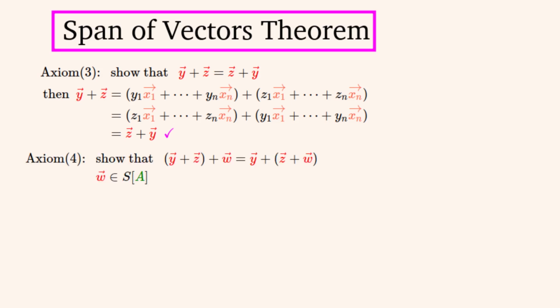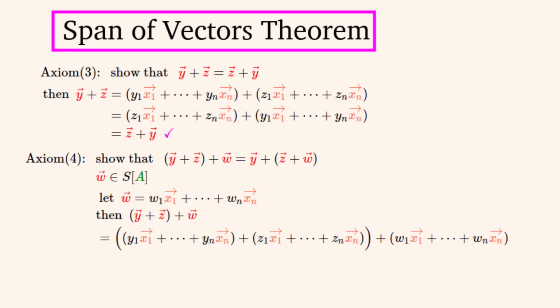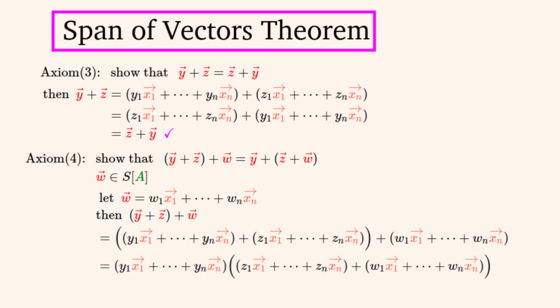Now to do axiom 4, which is called associativity, which means that we can swap the brackets. We need a third vector to do this proof. We'll call it W. And we'll define what W is in terms of the vectors in A. So we'll start with the left-hand side and expand it out. We can swap the brackets immediately because these vectors are in a form that we can do it for. And we can get it back into our general vector notation so as to prove the axiom true.